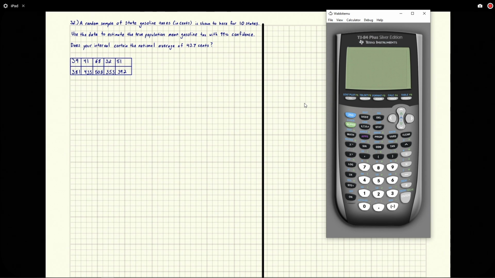Use the data to estimate the true population mean gas tax with 99% confidence. Does your interval contain the national average of 43.7 cents?